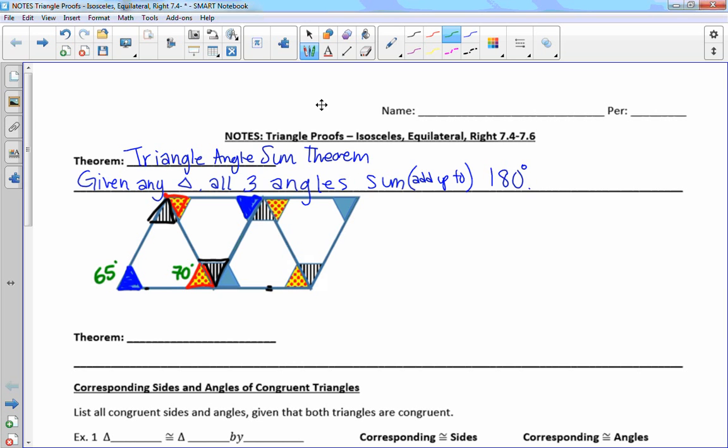Jeff? Okay, so how would I show that? What is 70 plus 65? 135. So 180 minus 135 tells me that black striped angle would have to be 45 degrees. Would this black striped angle also be 45 degrees?